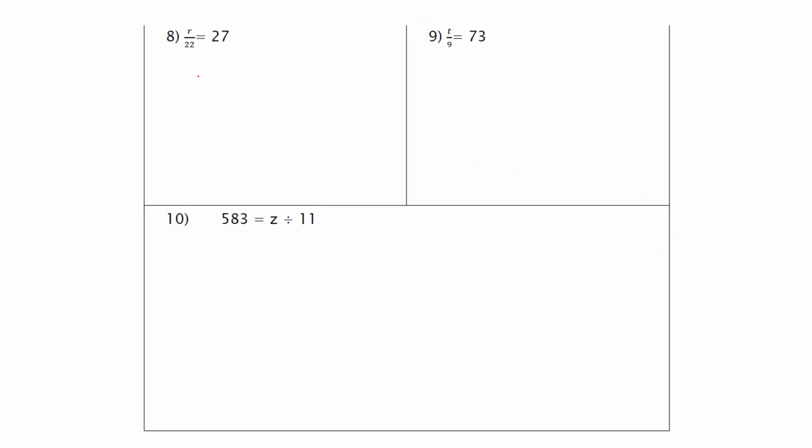Example number 8, I have R over 22 equals 27. Well, I'm going to multiply both sides by 22. My 22 times 22 over here just cancels out. And I wrote right over that 8, I hope that didn't bother you too much. I'm just pretending it's not even there. And I'm left on the left side of my equal sign with just the R. And that equals whatever 27 times 22 is.